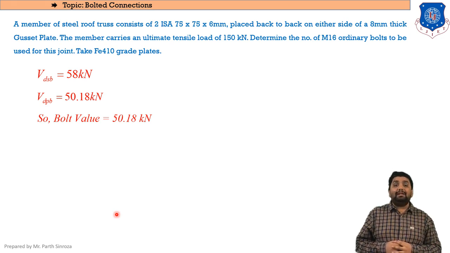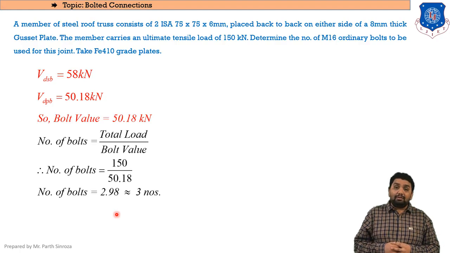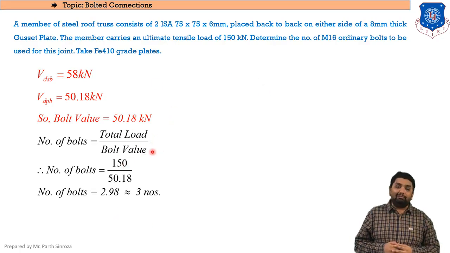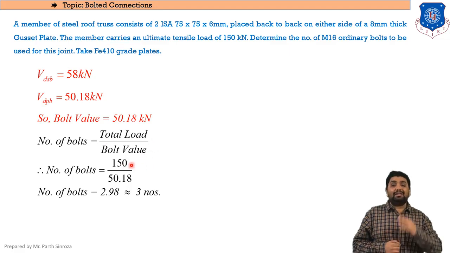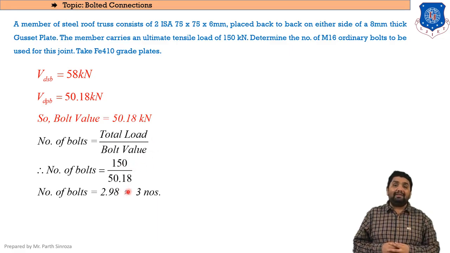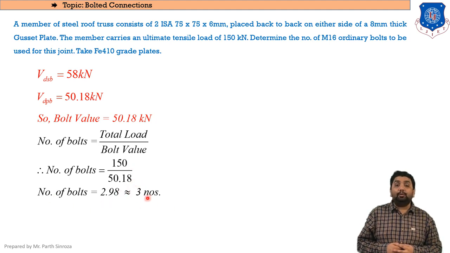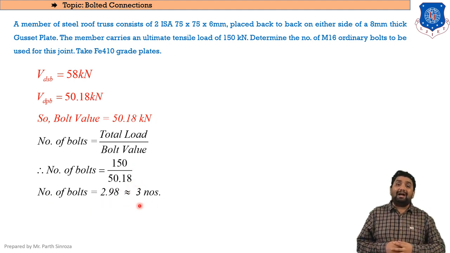Clear? Now we need to find the number of bolts, and the equation for the number of bolts will always be total load divided by bolt value. Total load is given as 150, and the bolt value we have calculated is 50.18. So our total bolts comes out to be 2.98. Rounding it up to the higher value, we will place 3 bolts.